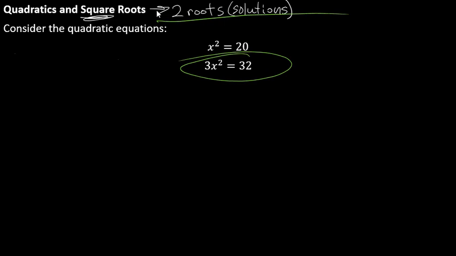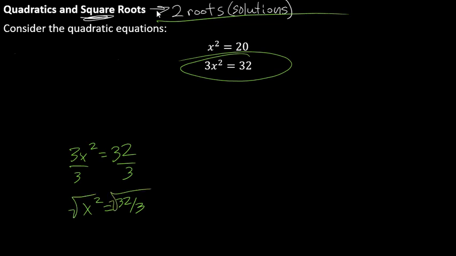So looking at this one now, 3x squared equals 32. Well, we've got an extra step to throw in there. To get x by itself, we're going to have to divide by 3 on both sides. That's going to give me x squared equals 32 over 3, right? And if we continue, take the square root of both sides, we're going to have x equals plus or minus the square root of 32 thirds.